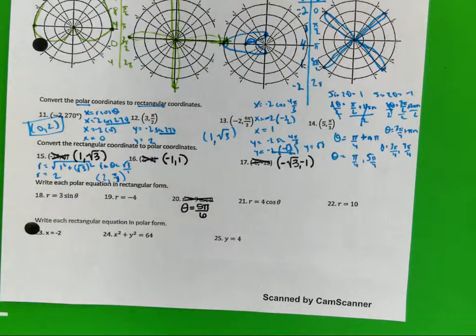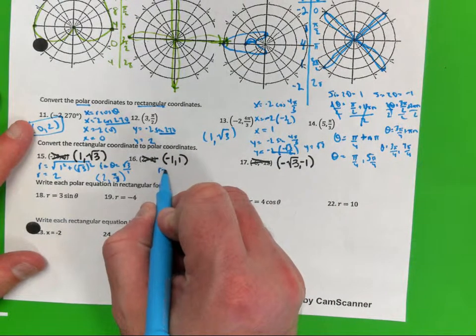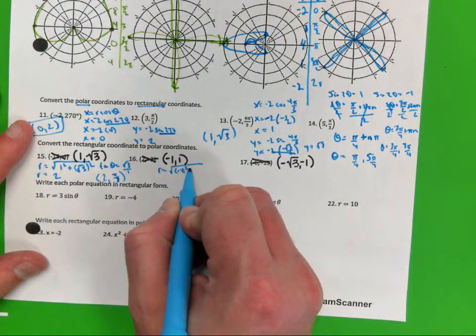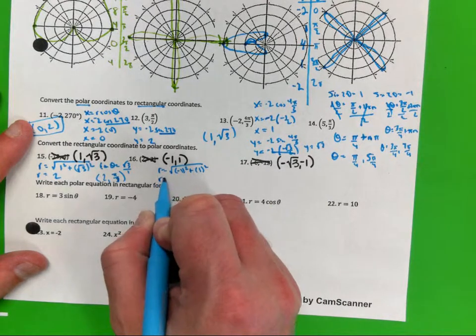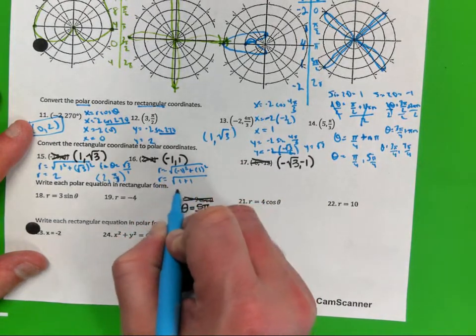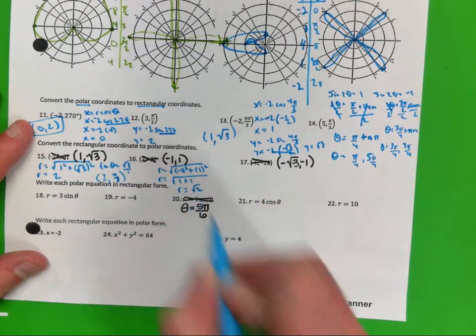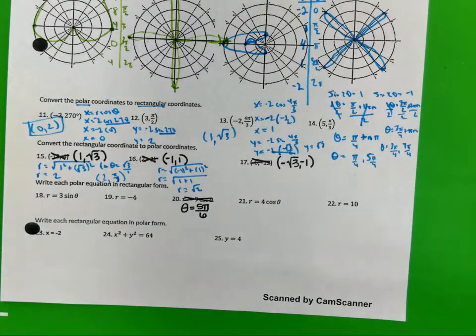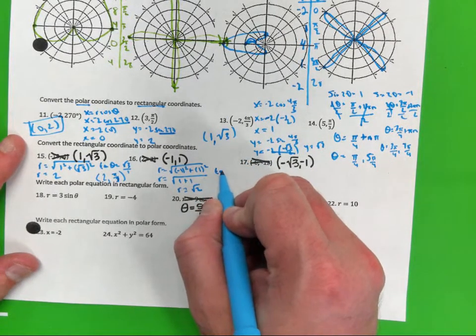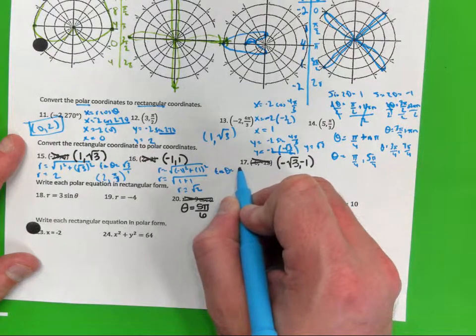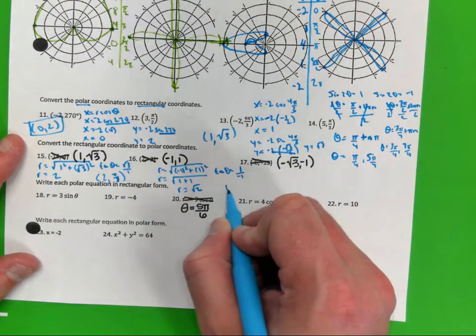Yes, y divided by x. Number 16. Find my r. Negative 1 squared plus 1 squared. R equals square root of 2. Tangent of theta is 1 divided by negative 1, which is negative 1.